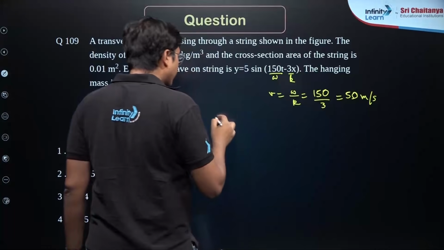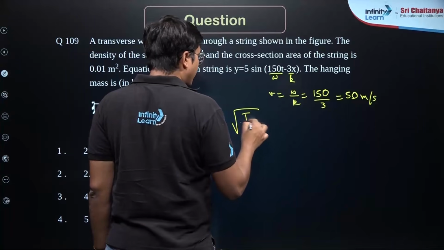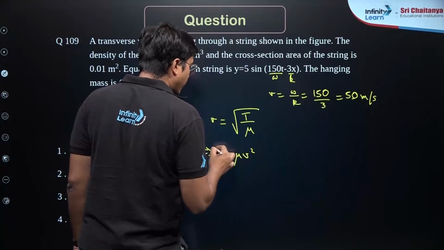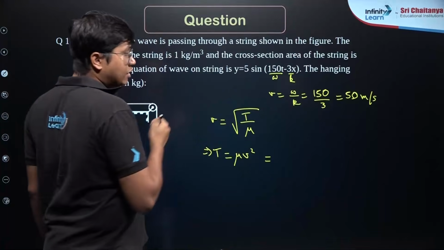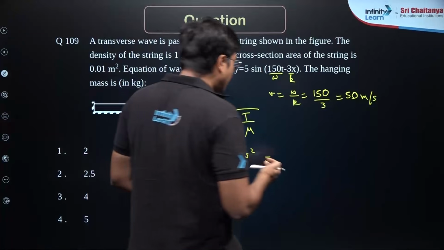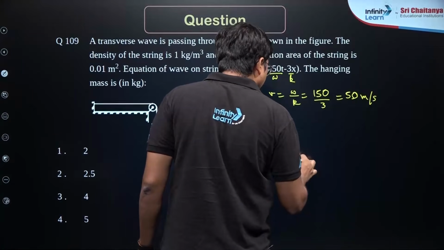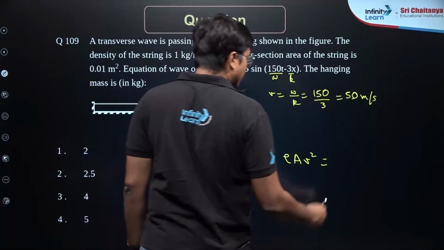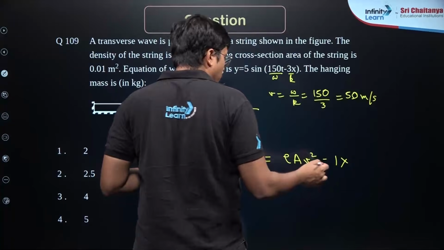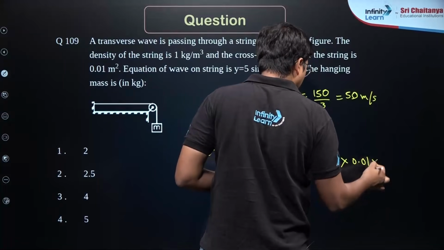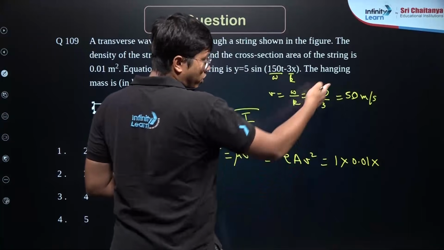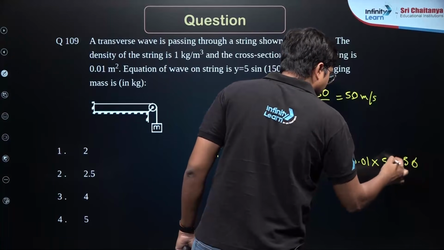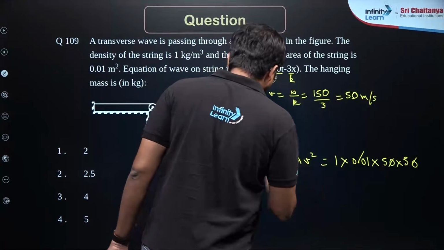Then you know for a stretched string, speed is basically root over of T by mu, or I can write tension is equal to mu times v squared. We don't know mass per unit length, but we know density and cross-sectional area. Mass per unit length is density into cross-sectional area. V squared, I think everything is provided to us. Density is 1 kg. This is 0.01. Speed squared, speed we got as 50, so I'll do 50 times 50. These zeros go out, get rid of that, that's 25.